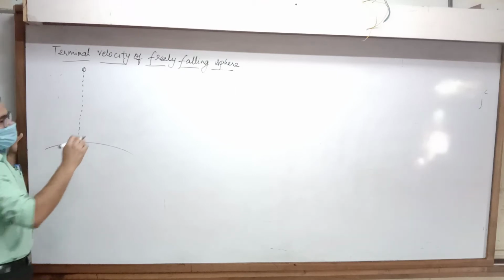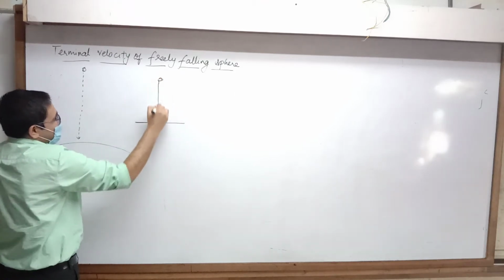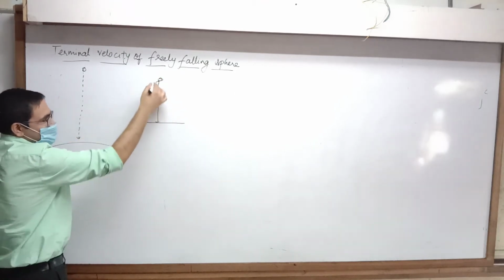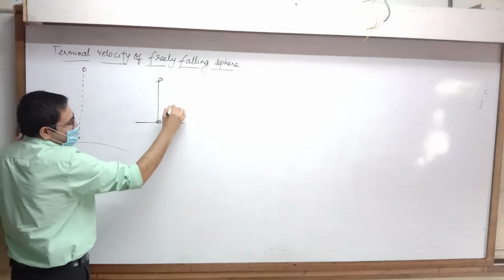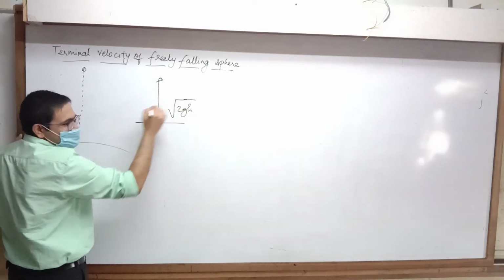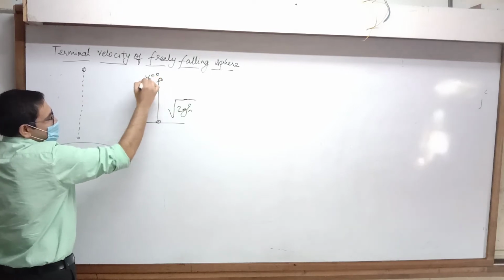Haven't we studied that if something is dropped from some height, gravity will pull it down, and when it falls, its speed will become under root 2gh using equations of kinematics.